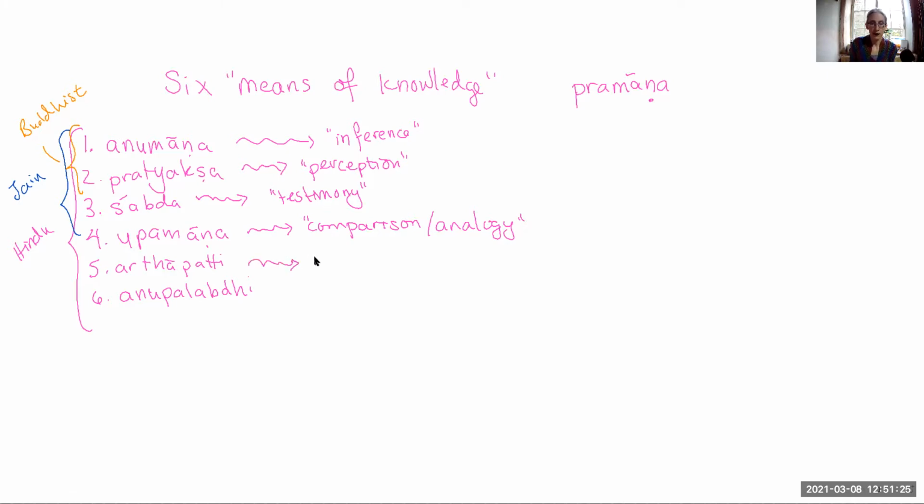Then we have arthapatti, which is a bit difficult to translate, but I'm just going to go with, it's a derivation from circumstances. So you might ask, well, how does this differ from inference? And in fact, this is an interesting question, the difference between anumana and arthapatti. But arthapatti has to do with inferences that you can make given a particular situation or circumstances that you are in. And then we've got anupalabdhi, which is argumentation from, or evidence from non-perception or negative proof.